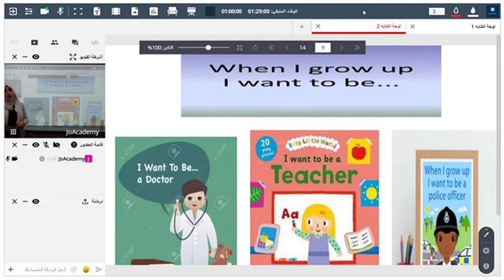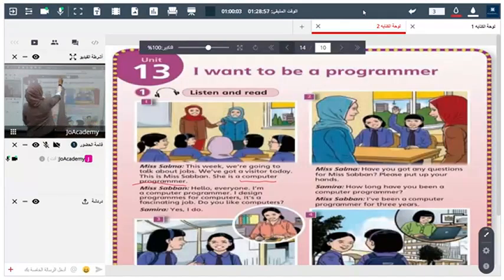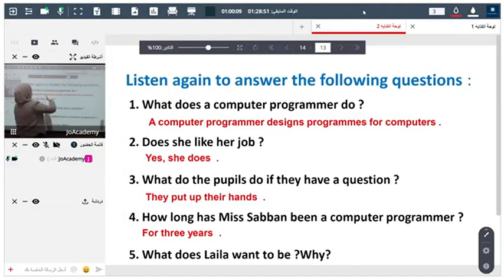Now, let's go back to our lesson again. Now, I want you to listen again in order to answer the questions, but here we have the answers for them, but you will listen again. Please write the questions down in your notebooks. Question number 1, what does a computer programmer do? Number 2, does she like her job? Number 3, what do the pupils do if they have a question? Number 4, how long has Miss Saban been a computer programmer? And number 5, what does Layla want to be and why?